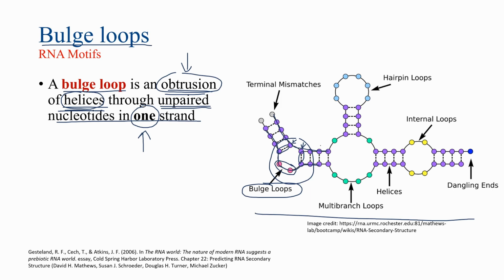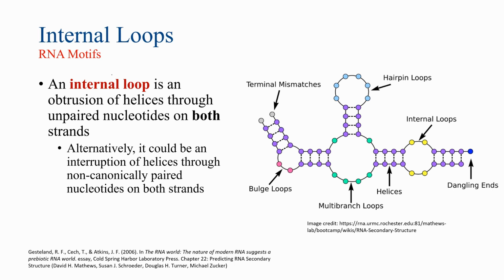And these are the nucleotides that are interrupting the helix. This is the helices here that you can take a look at. And these helices that you see are obstructed or interrupted, or there is an obtrusion of this helices RNA secondary structure motif caused by these unpaired nucleotides within one strand. So it's very important to understand that in bulge loops, the interruption of the helices is caused by unpairing of nucleotides within only one strand, meaning that the nucleotides within the other strand are completely paired.